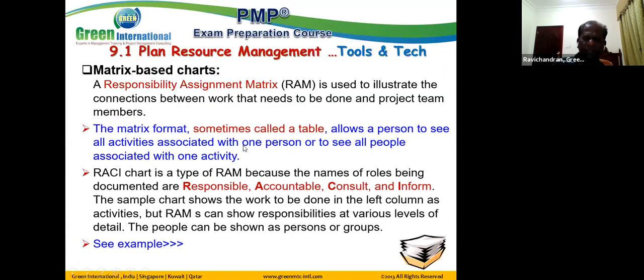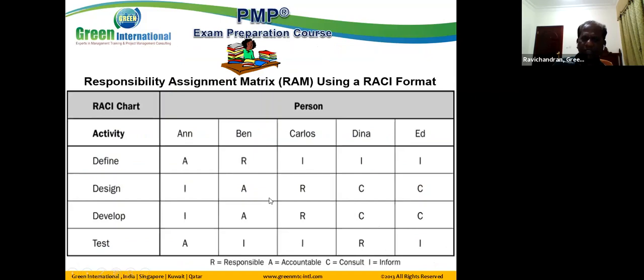In the matrix chart, the commonly used responsibility assignment matrix is called RACI chart, which is responsible, accountable, consult, and inform. This is the sample RACI chart, where we can see the link between the people and the activity they are involved in. Say, for example, design. In the design, who are the people involved, we can see. Anne to be informed, Ben is accountable, Carlos is responsible, Dina is to be consulted, Ed to be consulted.